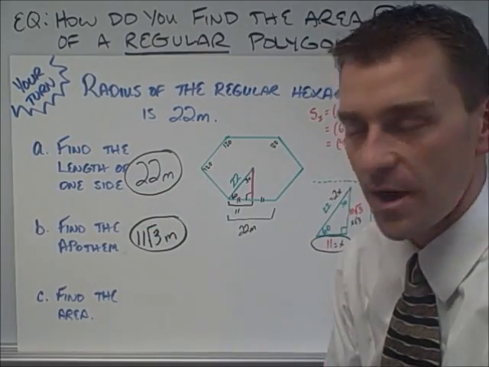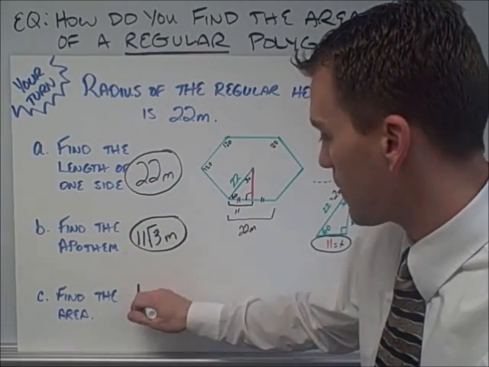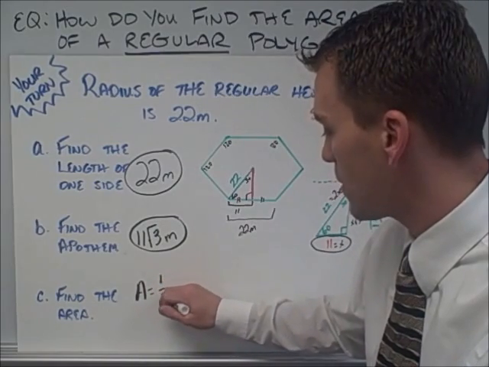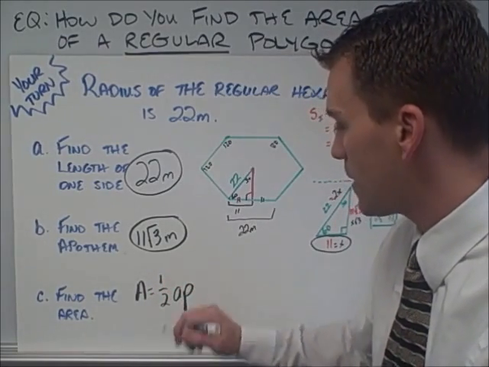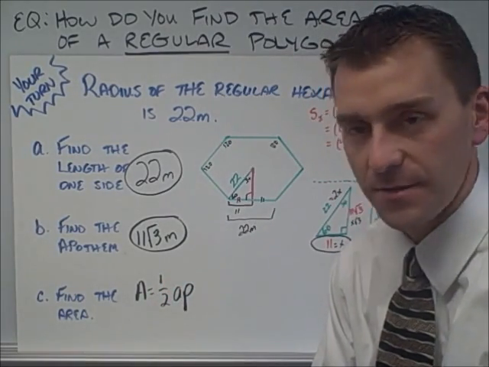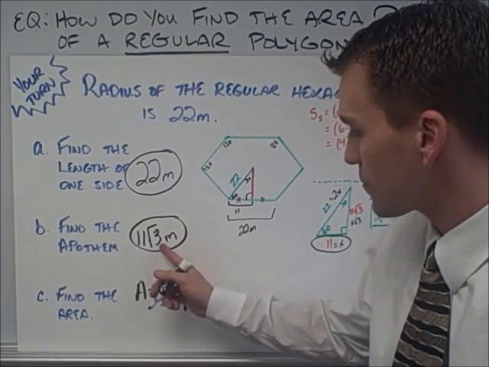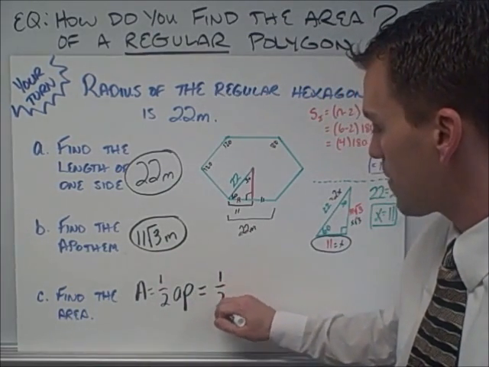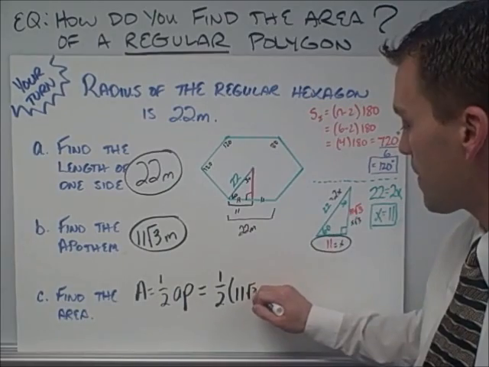The last question is to find the area of the regular polygon. Remember, that is this: 1/2 the apothem length times the perimeter. Oh, everything's right there in front of us. We got the apothem, 11 root 3. I'll rewrite it this way. So 11 root 3 there.